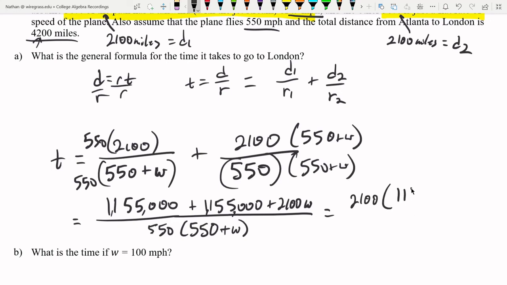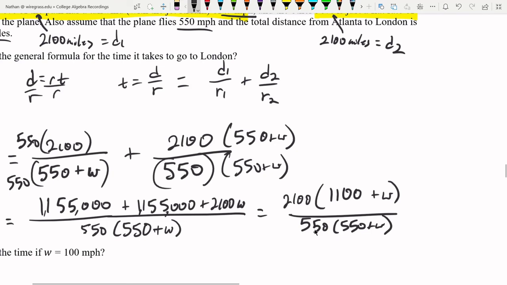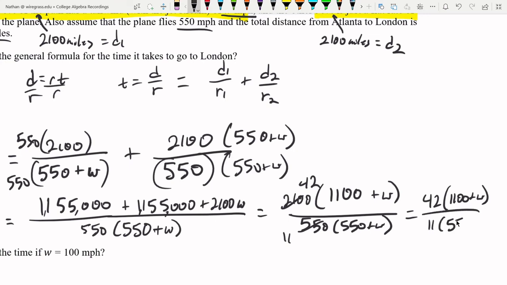That's going to be 1,100 plus W over... You can just check for yourself this is the case. And of course, we can reduce this thing. So divide top and bottom by 50. That's going to give us 42 over 11. We can't really cancel anything here. There's no common factor in top and bottom.